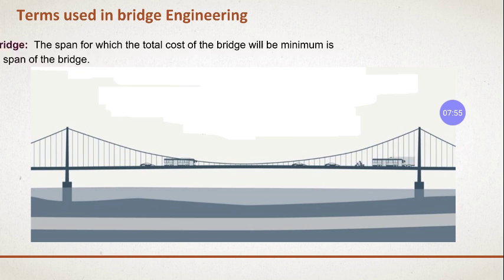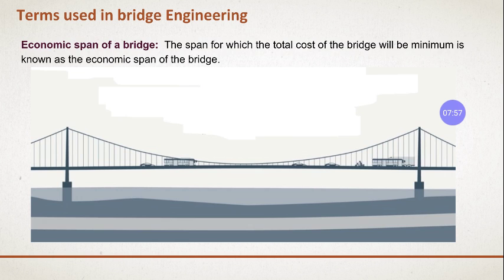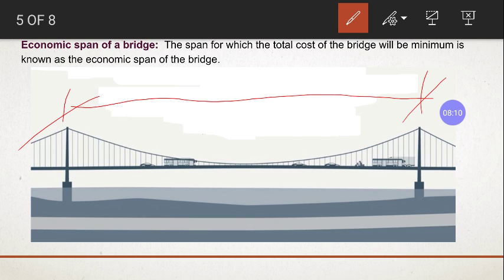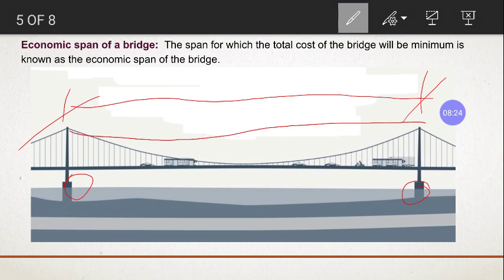Next is the economical span of a bridge. Now what is a span? It is the length of the bridge between the two supports. This is one support and this is another support, and the distance between these two supports is called the effective span or effective length of the bridge, right?